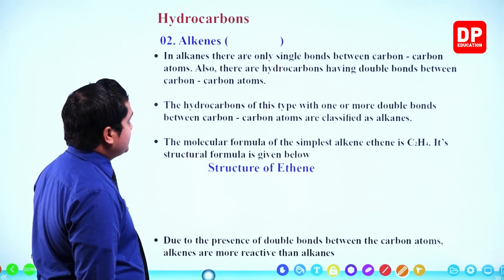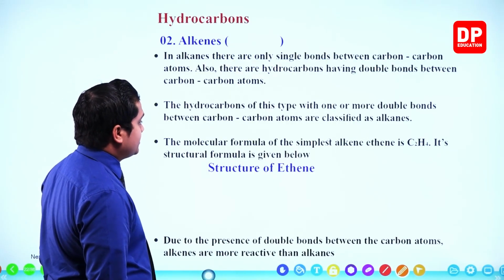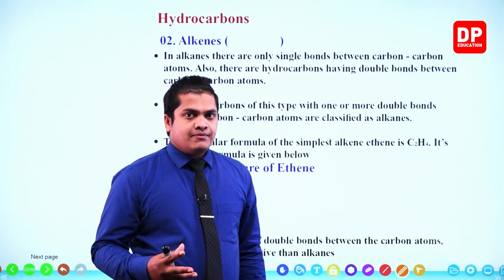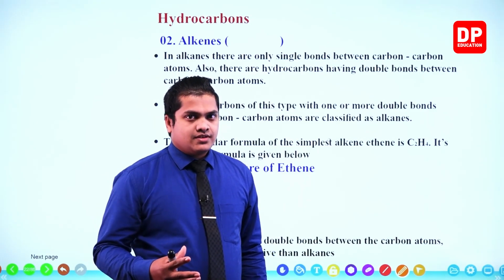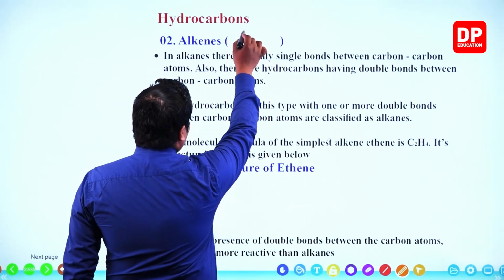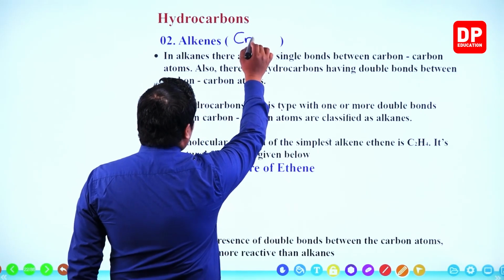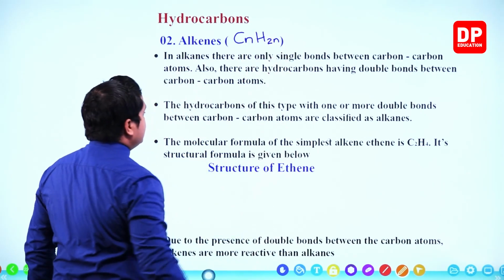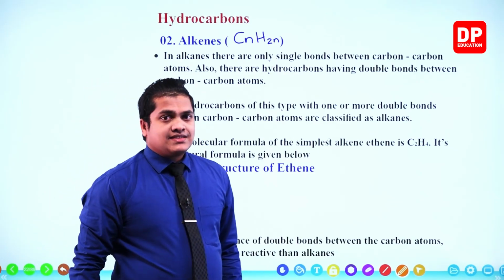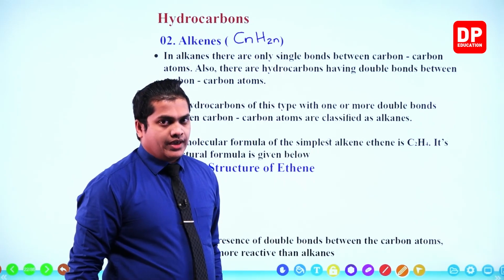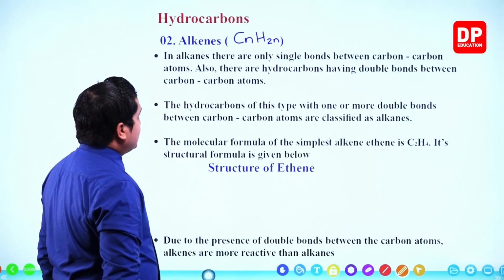Then we are going to discuss the alkenes. We have discussed the alkanes, my dear children. Now it's time to discuss alkenes. Alkenes are given by the common formula CnH2n. That means the hydrogen count is exactly twice the carbon count. Now let's see what alkenes are.